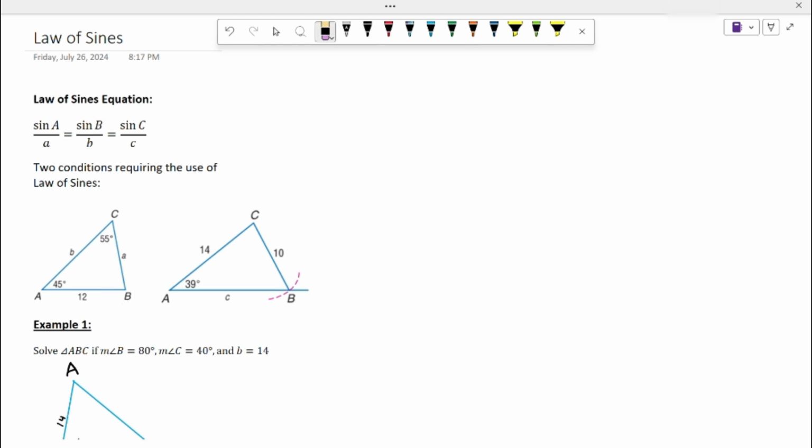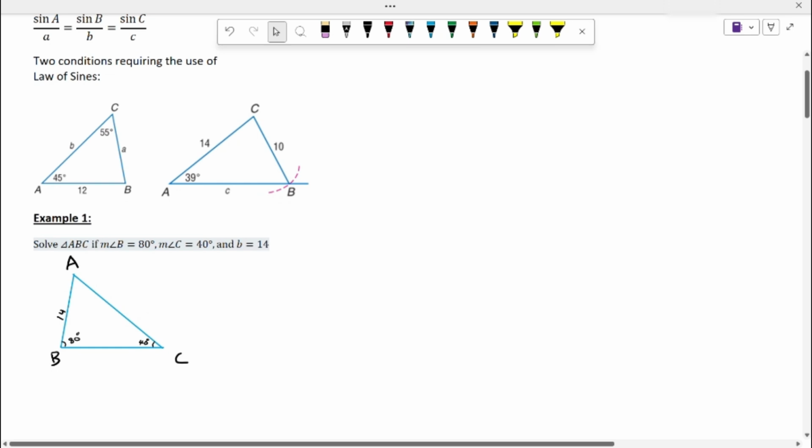So that's the first condition. The second condition occurs when we have two known sides and one of the angles, and in this case, we have to know the side opposite the given angle. There is no other way to solve this problem using law of sines. If we didn't know this 10, for example, if C was 10, then we couldn't use law of sines. We would need to use law of cosines to solve the problem. All right, so these are the two conditions. Law of sines applies when we know two angles and a side, or two sides and an angle where we know one of the sides opposite the known angle.